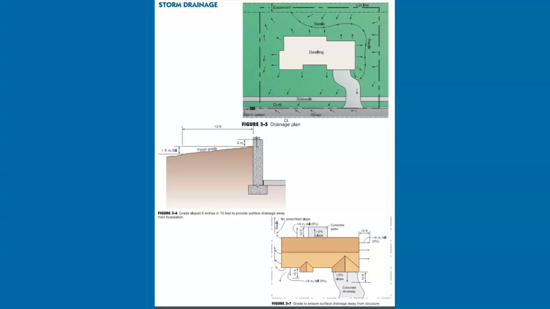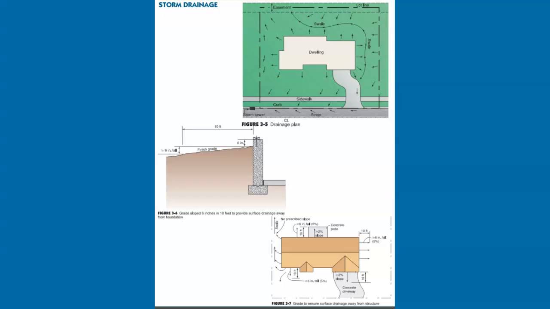Figure 3-5. The IRC is most concerned with drainage in the immediate vicinity of the structure. The surface of the final grade is required to fall a minimum of 6 inches within the first 10 feet away from the foundation. Figure 3-6. Depending on local site conditions, it is not always possible to achieve that much fall, and the code permits alternative designs to drain the water away from the foundation.